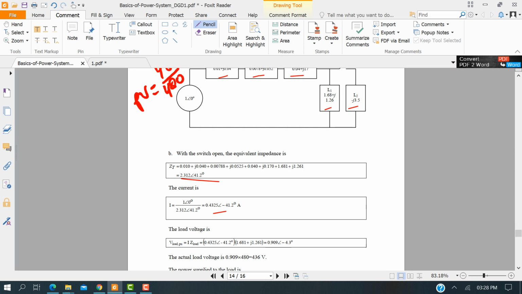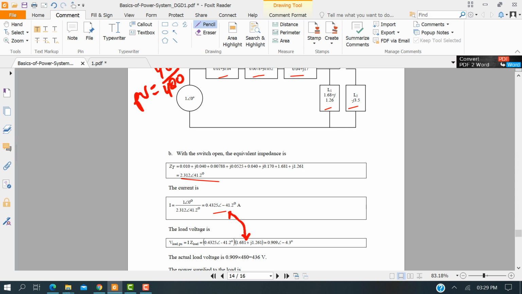And what would be the load voltage? Load voltage in per unit, V equals IZ. So Z is here and I is here. If we take the Cartesian value, both are equivalent, it's actually the same. Here is the polar form, here is the rectangular form, and if you multiply this, we'll get this.